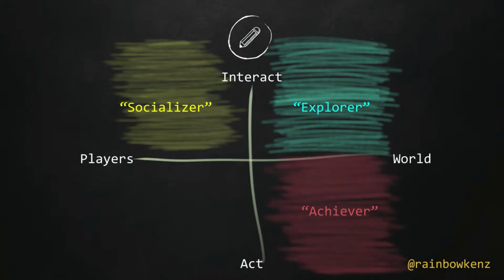Down here, we have act and world. Bartle named these players achievers, and they have fun by acting on the game world and beating the game. They do all the quests, they get the highest level, get the best armor, all that sort of thing. And then in the final quadrant, we have act and players, and Bartle, not one for mincing words, called these players killers.